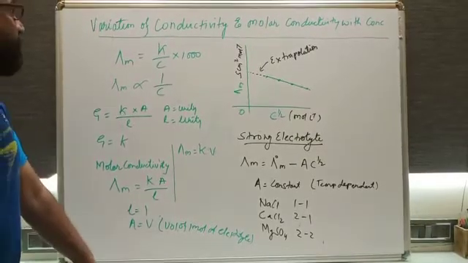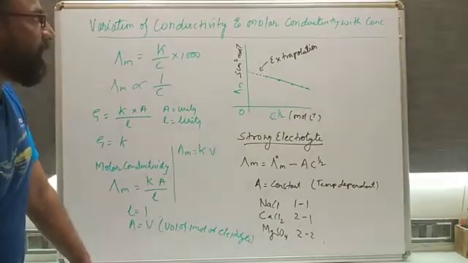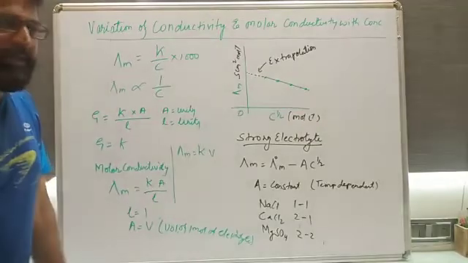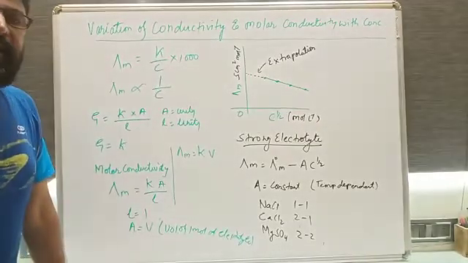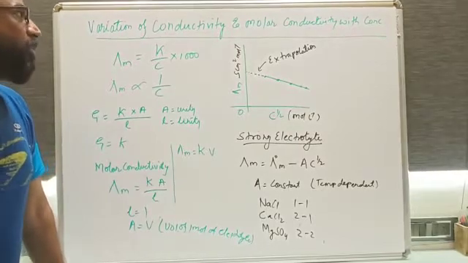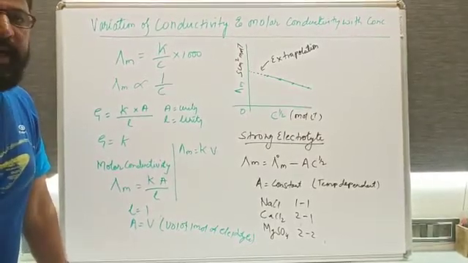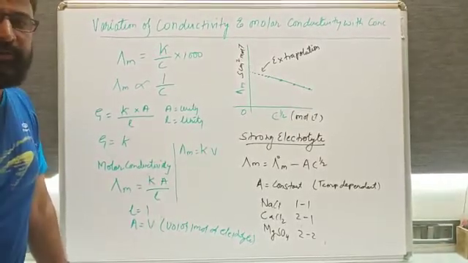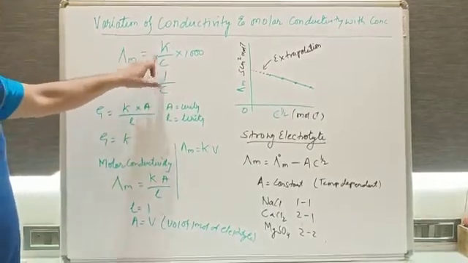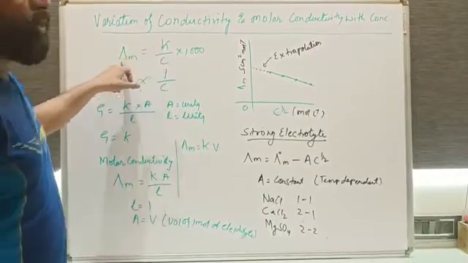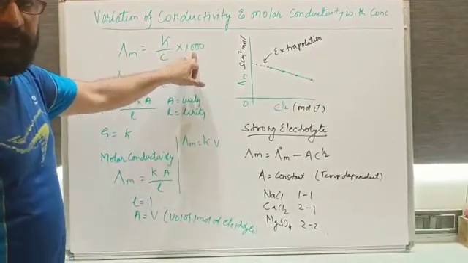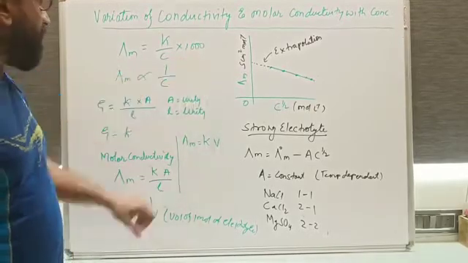Today's topic is variation of the conductivity and molar conductivity with the concentration. You know that yesterday we have seen that the conductivity was calculated as kappa, and molar conductivity was calculated as cap M. There was a relationship between them: cap M is equal to kappa by c. At a particular concentration, the conductivity is called the molar conductivity, and to convert it into centimeter cube, we need to multiply it by 1000.